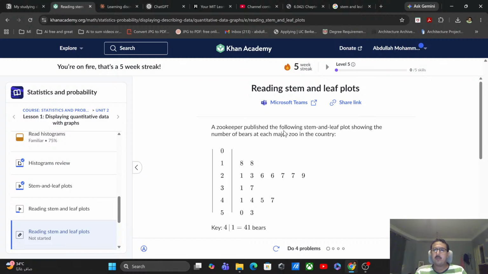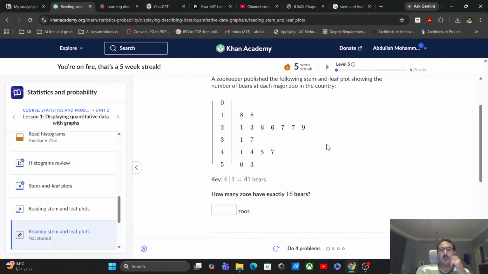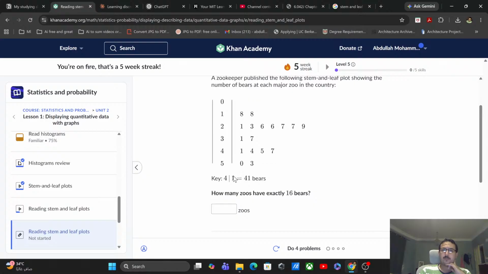A zookeeper published the following stem and leaf plot showing the number of bears at each major zoo in the country. How many zoos have exactly 16 bears? So 0.